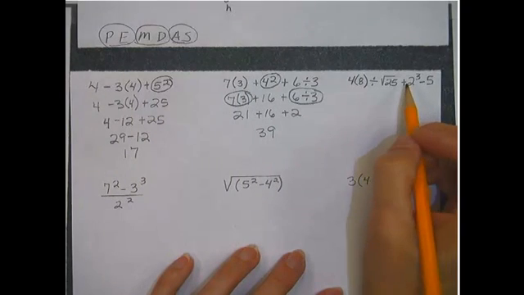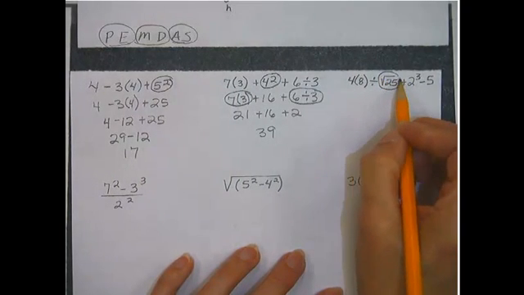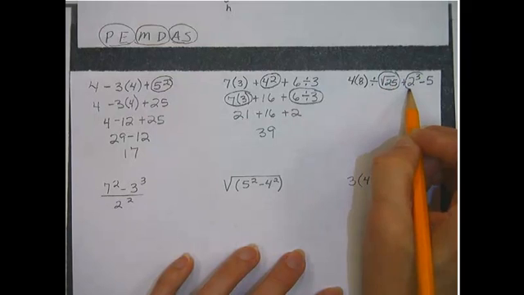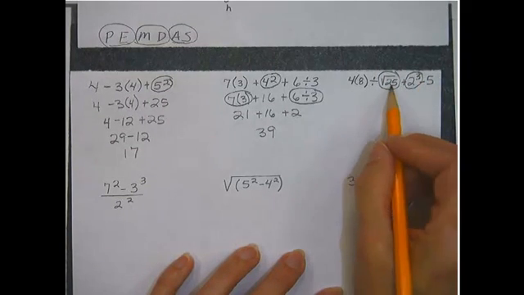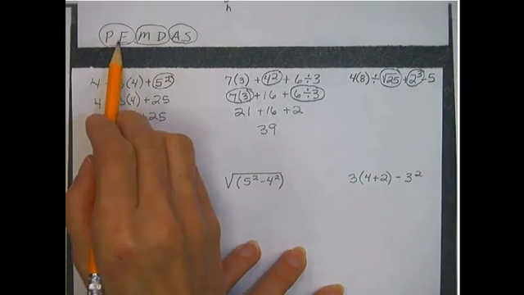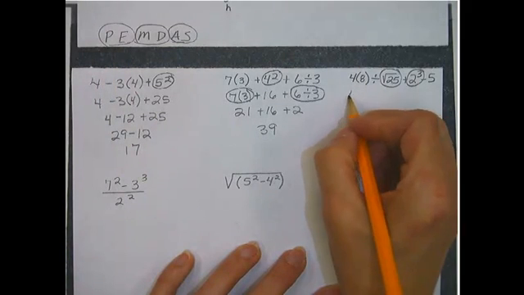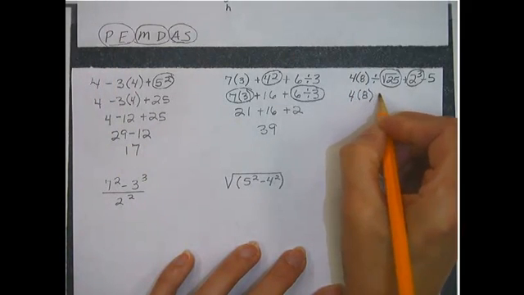This next one, we have both an exponent, a square root, and a cube. So I need to take care of those. Those are both considered exponential expressions. So I'm going to leave everything else as it is.